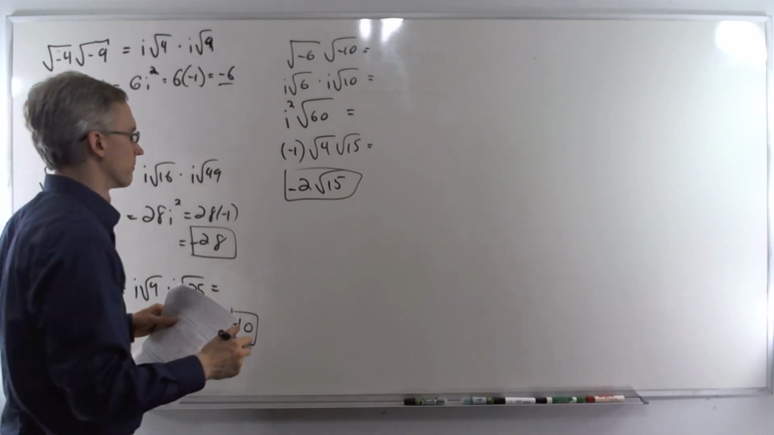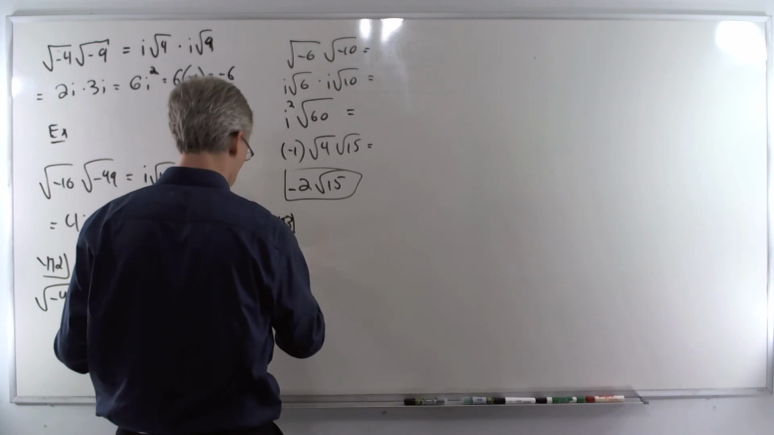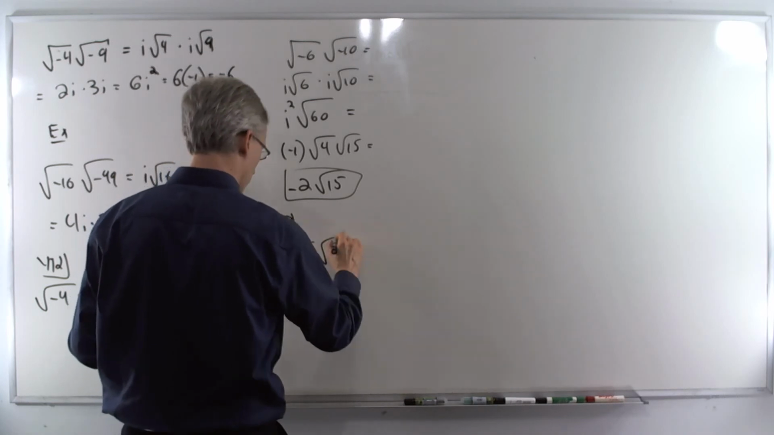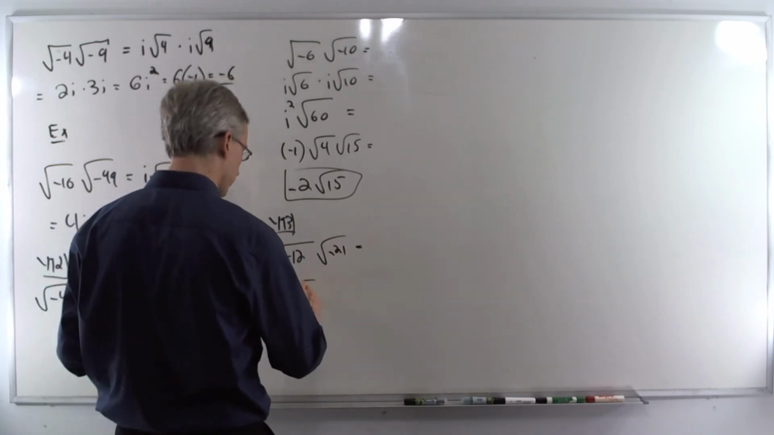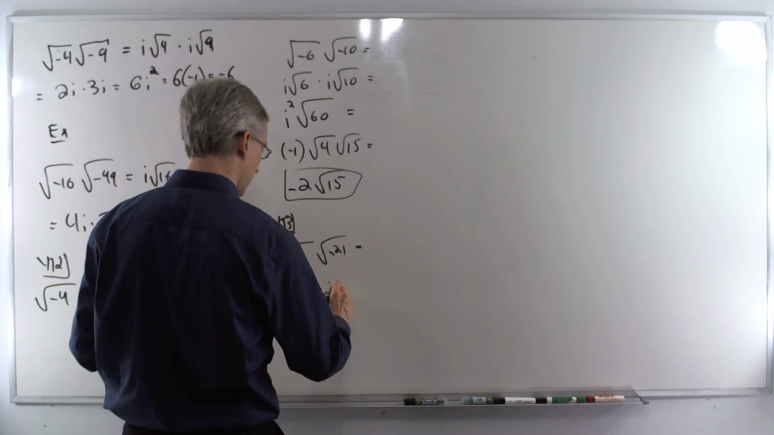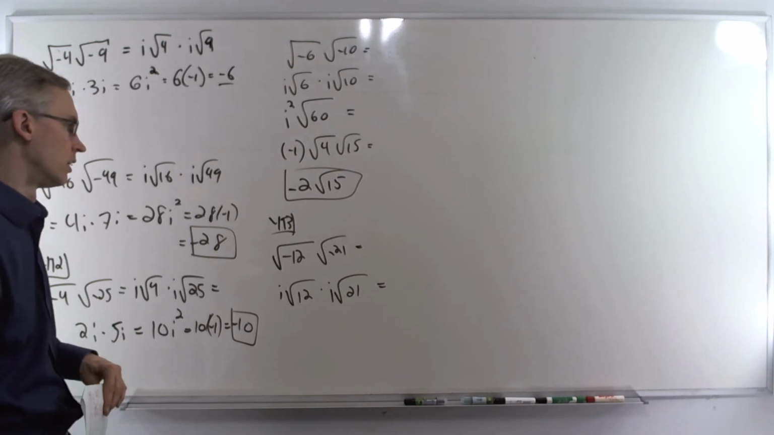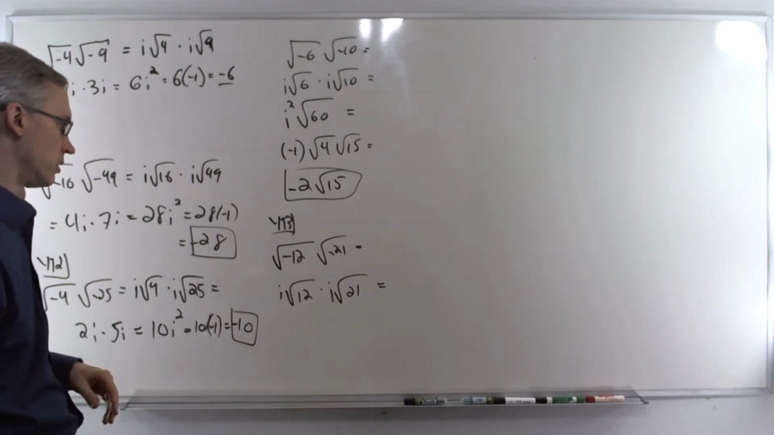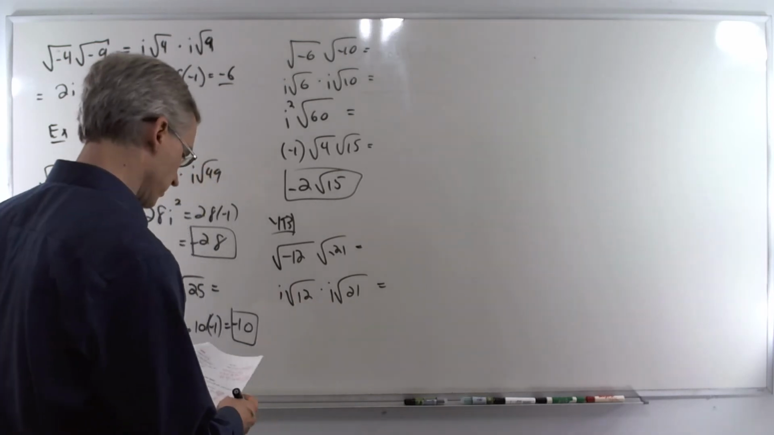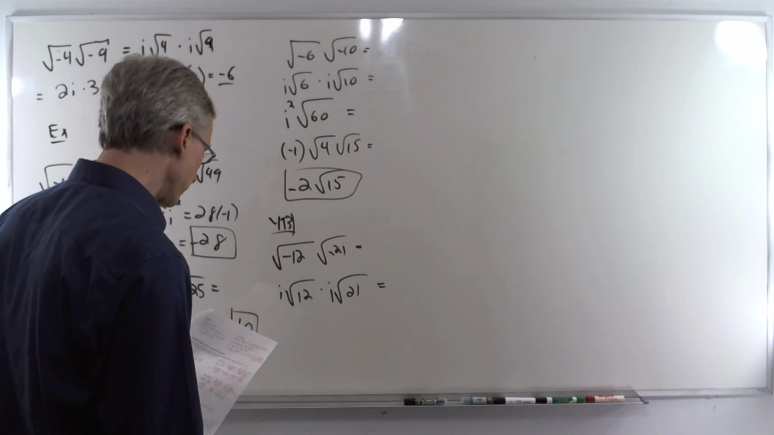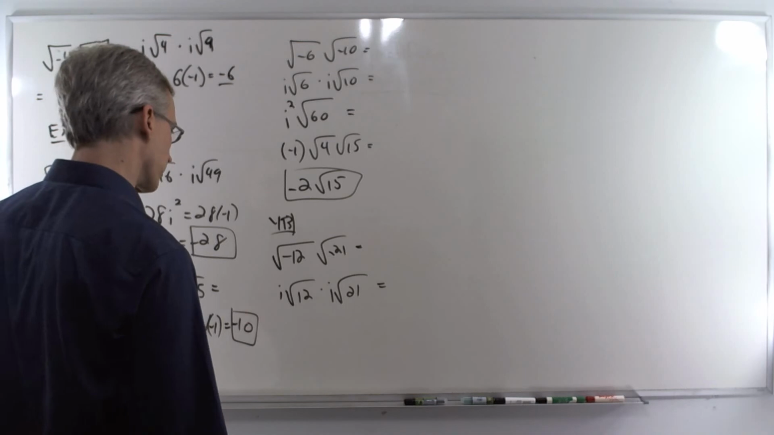Your turn, number 3. We write this as I times the square root of 12 times I times the square root of 21. And we could use the product property and multiply those two together. But it might be easier to go ahead and break them up, because we do have a perfect square factor here. So let's do that.